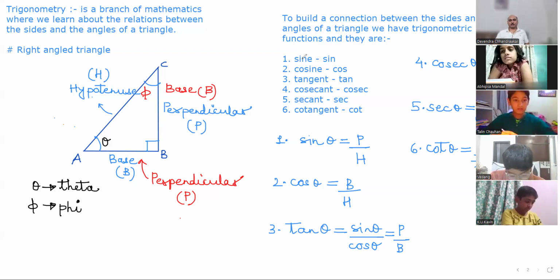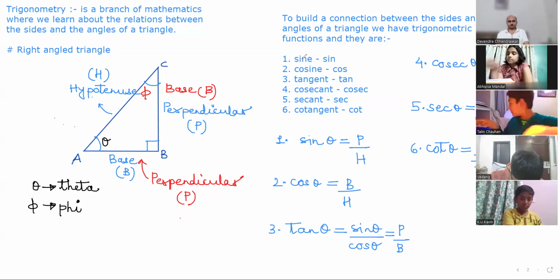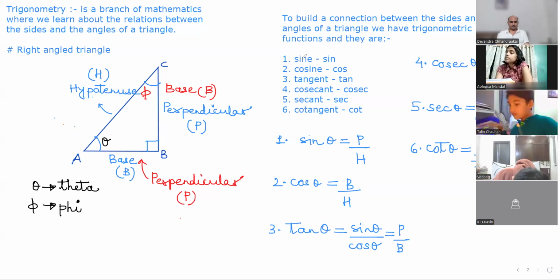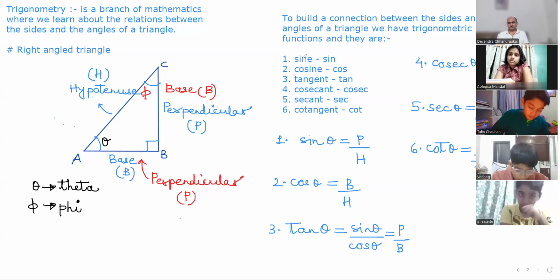Write it quickly. Sir, so we can say that the side opposite to the angle we are taking is always going to be the perpendicular? Yes. So we can remember it that way, whether it is phi or theta. Of course. Phi and theta I have just used for symbols only.